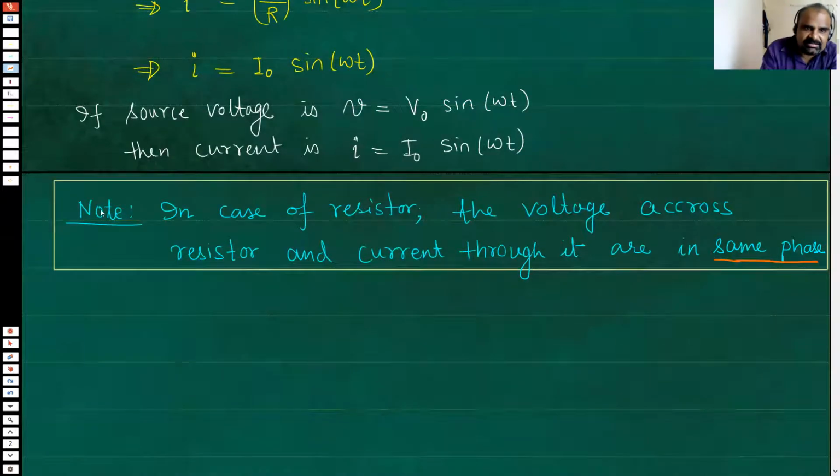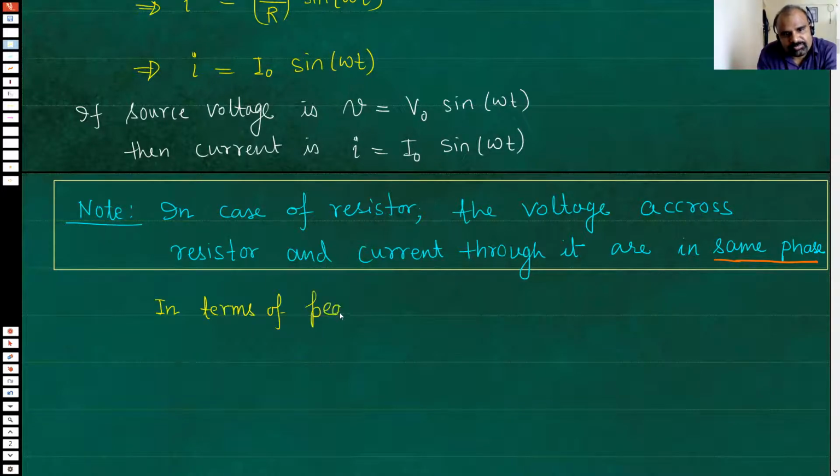The second thing you can notice is that the peak current, in terms of peak values, and here in terms of RMS values.